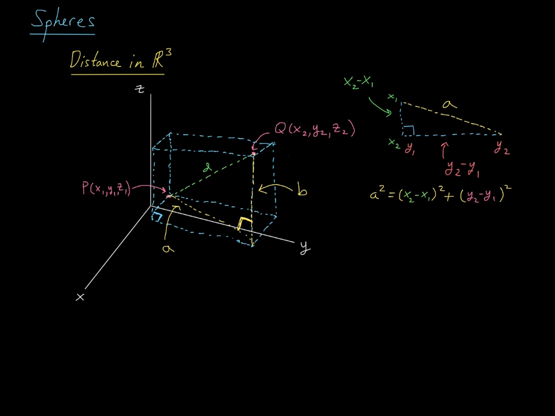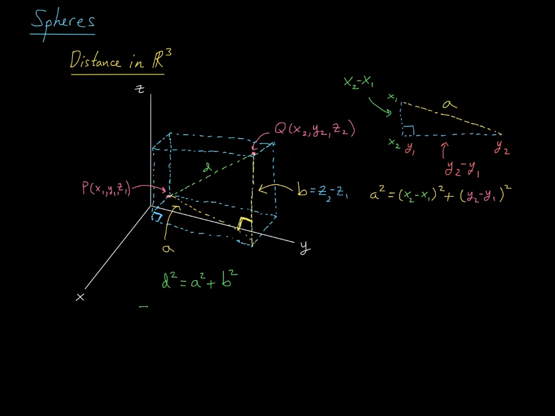How about the side length B? Here we're just changing the z coordinate, with no x or y movement. So B is simply the difference in the z coordinates, z2 minus z1. Now let's go back to this larger right triangle where d is the hypotenuse, and apply the Pythagorean theorem. We can say that d squared is equal to A squared plus B squared.